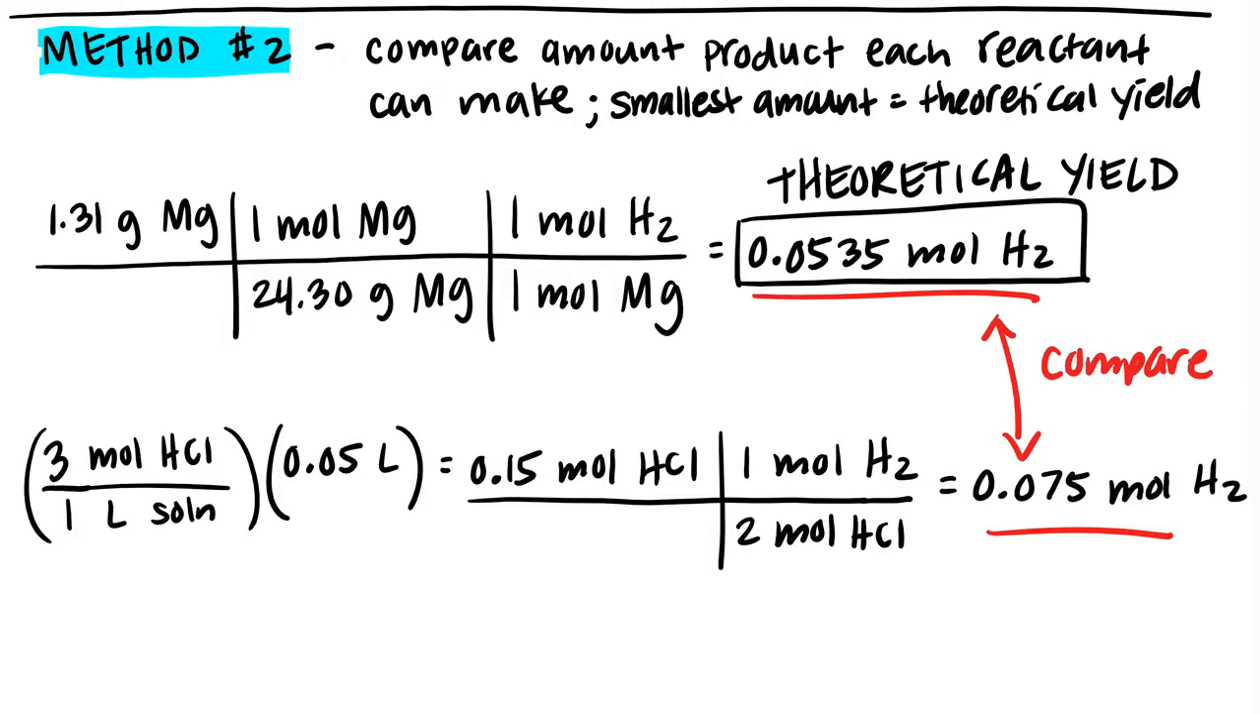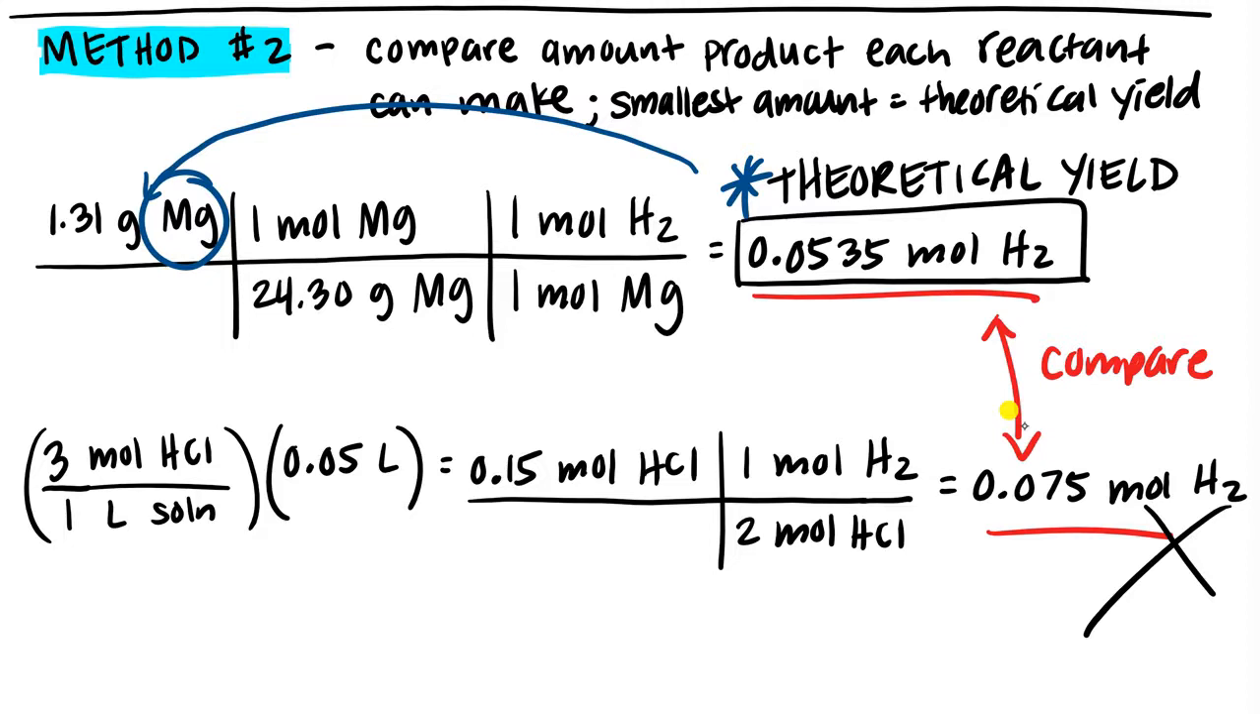Okay, so we always pick the smaller number if we are choosing this method. So down here, we can ignore that amount of hydrogen. We're not going to be able to make 0.075. Now, what is your limiting reactant? You identify that theoretical yield and you look back. What reactant made that amount of theoretical yield? That's this magnesium here. So the magnesium is your LR, your limiting reactant for this reaction, which we said the same thing in method number 1.